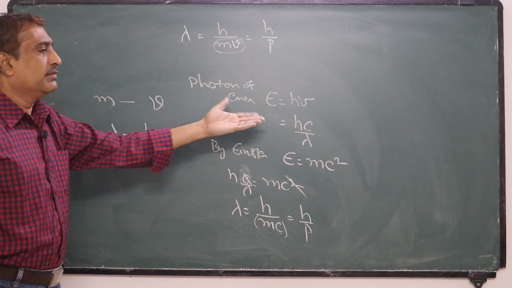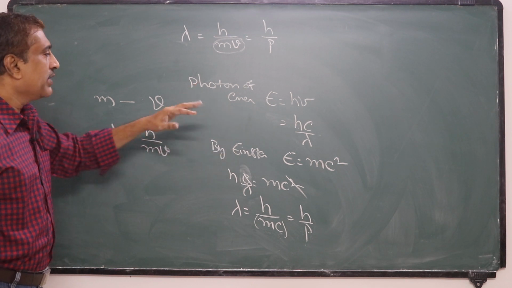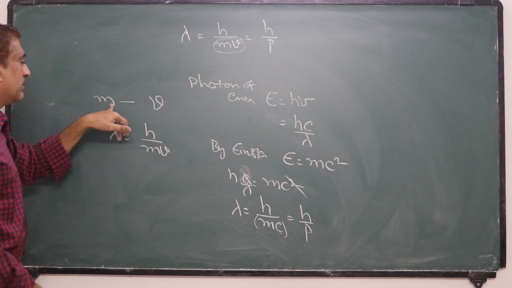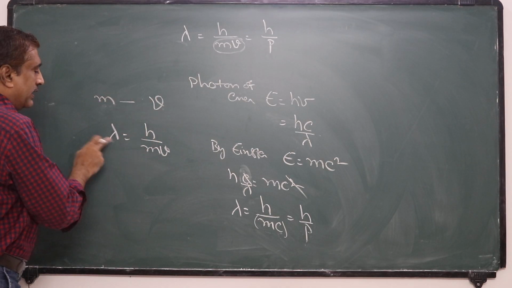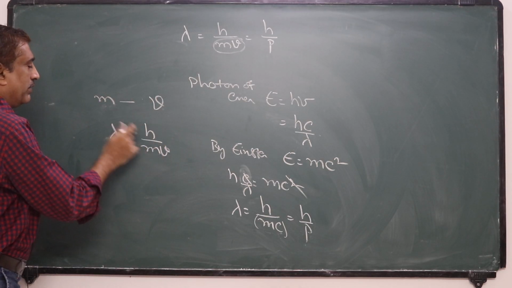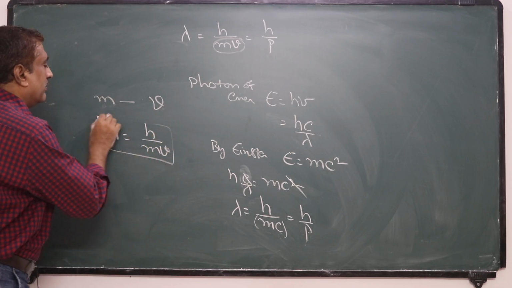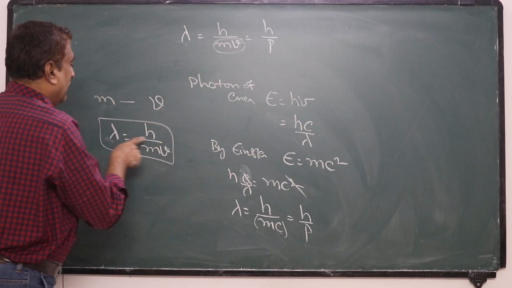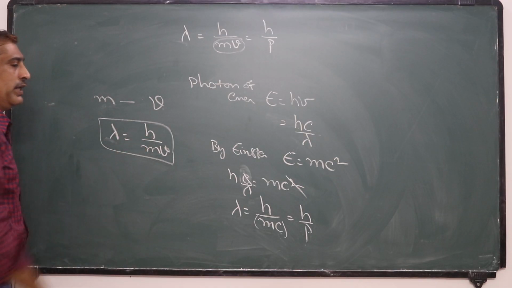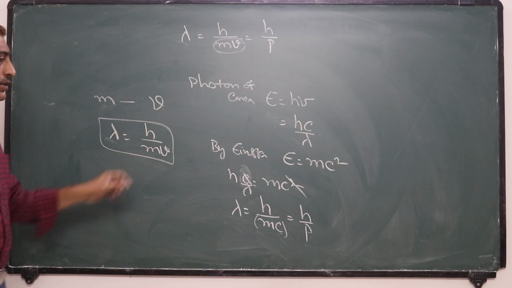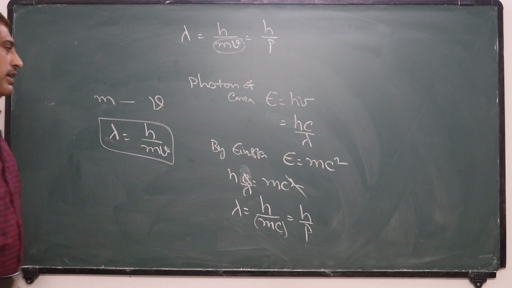Analogous to that, he assumed the mass of the particle is m and velocity of the particle is v, then lambda is equal to h by mv. In this way he derived the de Broglie wavelength as lambda equal to h by momentum. So this is the de Broglie hypothesis.